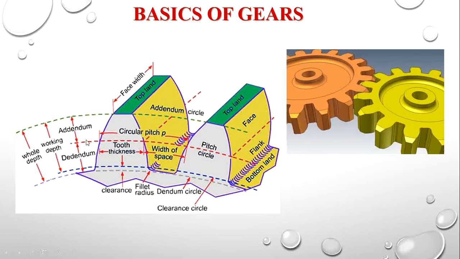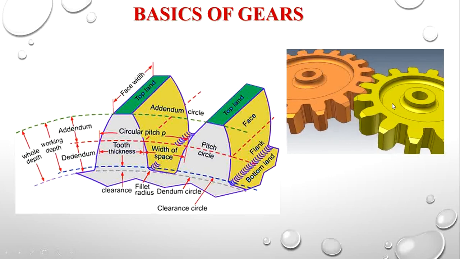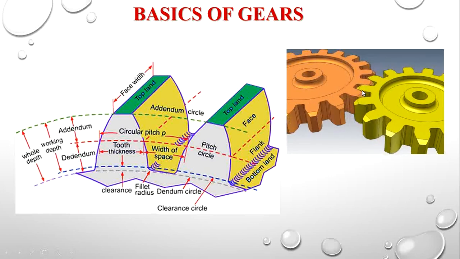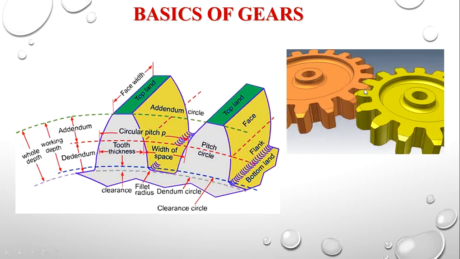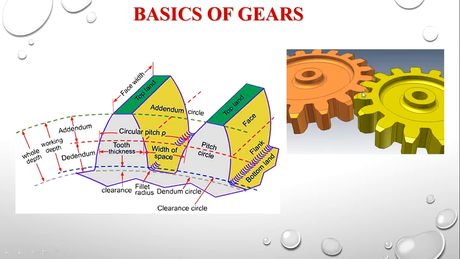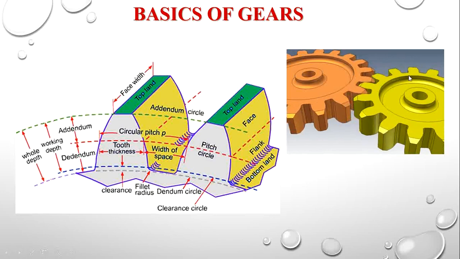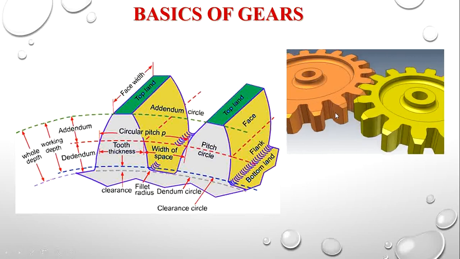Pitch circle is an imaginary circle. So here you can see two gears are in meshing. At one point if the gear stops, it will stop only at the pitch point. So the point of contact between two teeth is at only the pitch point. So from the pitch point, if you draw a circle throughout the gear, that is called the pitch circle.